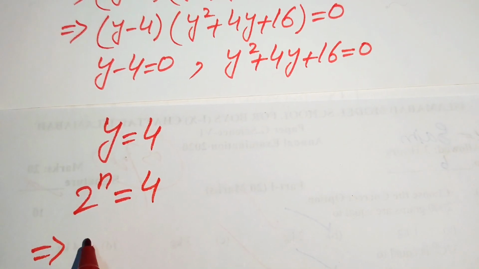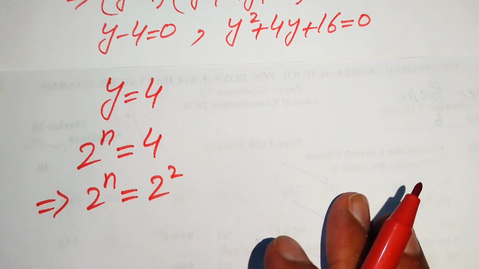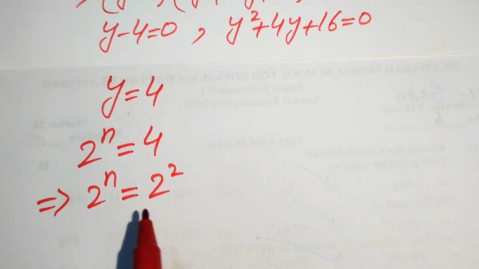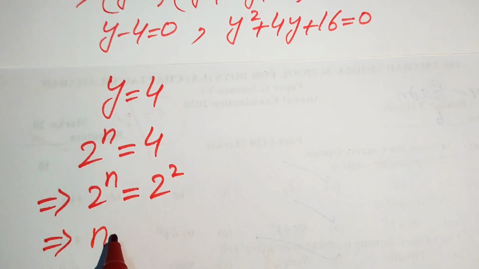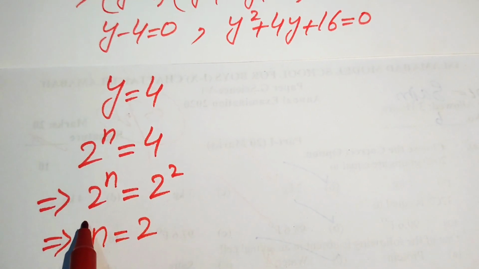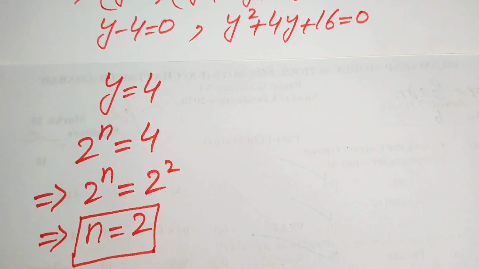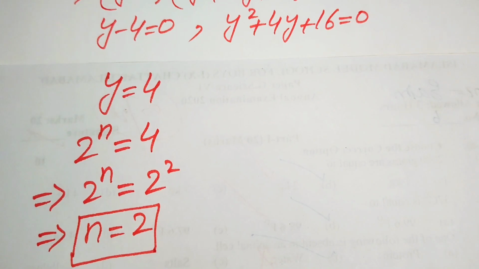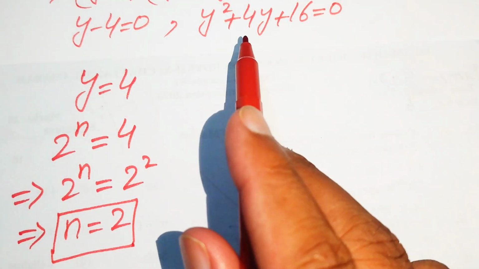So this implies that we have 2 to the power of n equals to, we write this 4 as 2 square, and we know that the bases on both of the sides are the same, so we equate its exponents and we get here n equals to 2. So this is our first real solution of the given equation. And now in order to find the other solutions, we need to solve this quadratic equation.